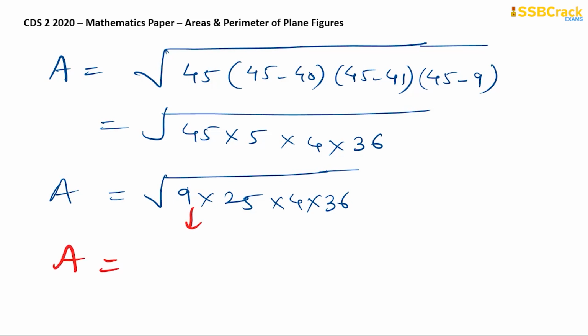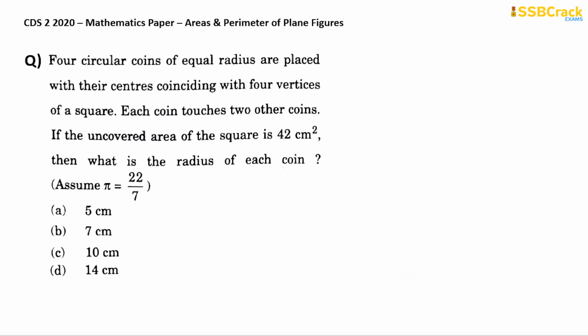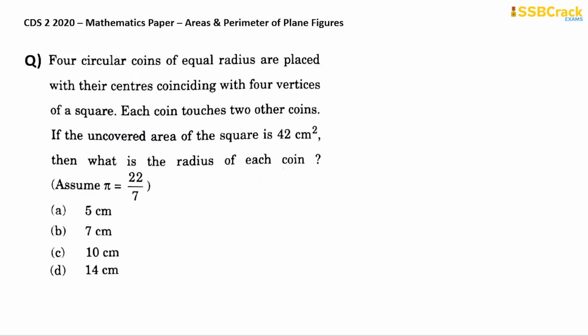So square root of 9 is 3, square root of 25 is 5, square root of 4 is 2, square root of 36 is 6. So what do you get? 3 5s are 15, 15 2s are 30, 30 6s are 180. And hence the answer to this particular question was option D. Alright, I hope you are clear upon this particular solution. And now let's move on to the next question.